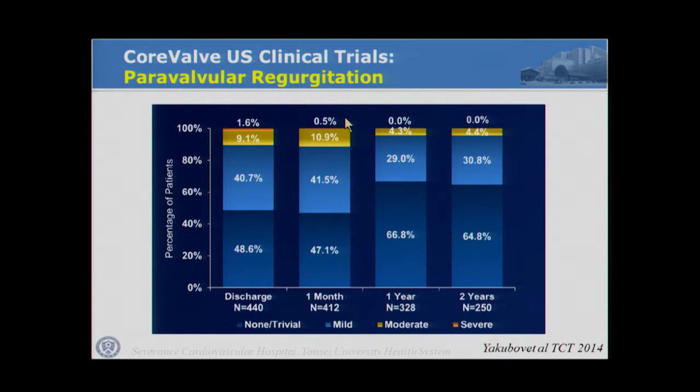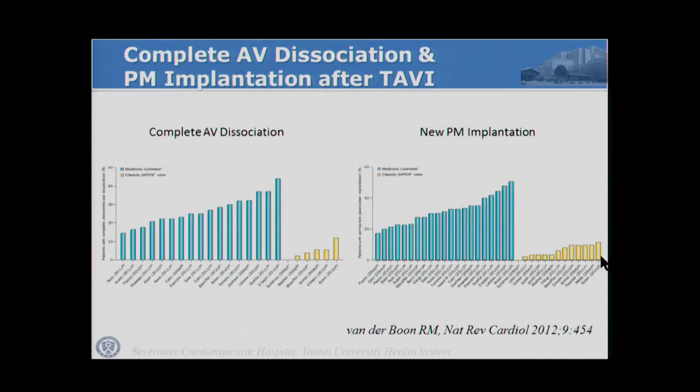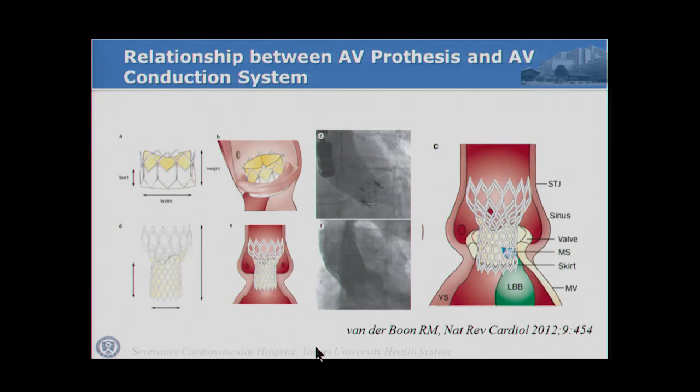This is the CoreValve US clinical trial data. So in the early phase, maybe the paravalvular leak occurs more frequently with CoreValve, but with time, the percentage decreases. And also, there is an increased risk of complete AV dissociation with CoreValve. This is CoreValve on the left side. On the right side, this is the Sapien valve, and there is a higher risk of permanent pacemaker implantation in cases of CoreValve. This is explained by the design of the valves.